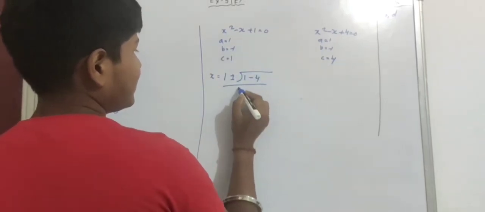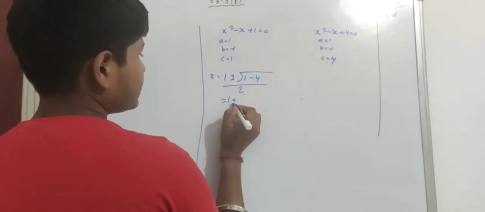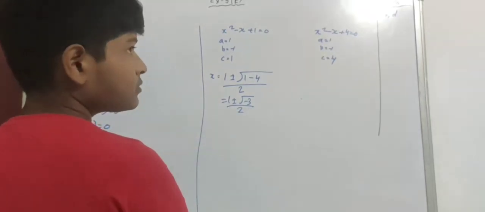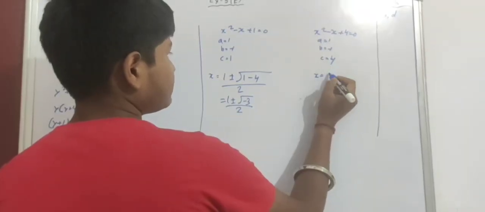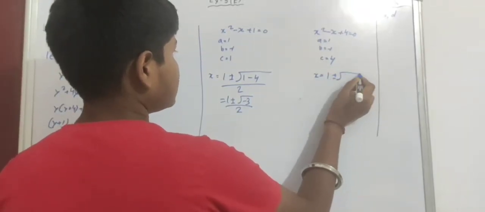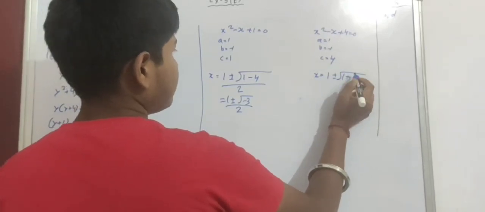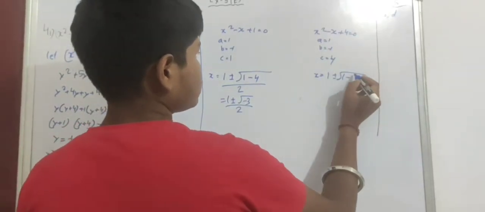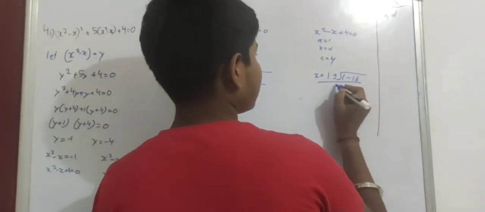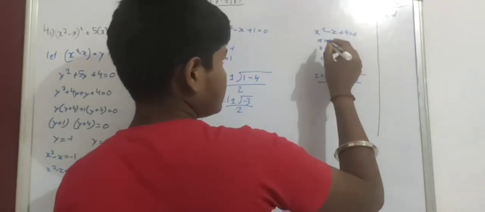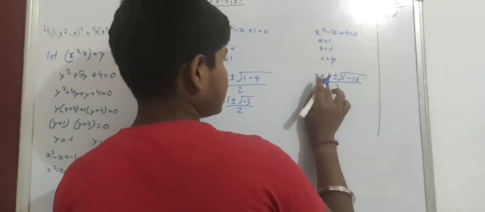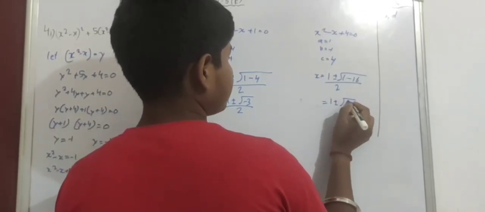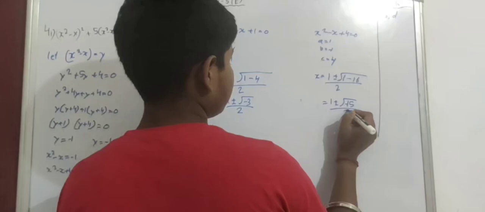We put the 2 into a. That is, x is equal to 1 plus or minus under root of minus 3, divided by 2 into a, that is 2. Minus b, minus of minus 1, will get 1 plus or minus under root of b squared, that is 1, minus 4 into a into c. We have minus 16 divided by 2 into a, that is 2. So here x is equal to 1 plus or minus under root 15 minus 15 divided by 2.